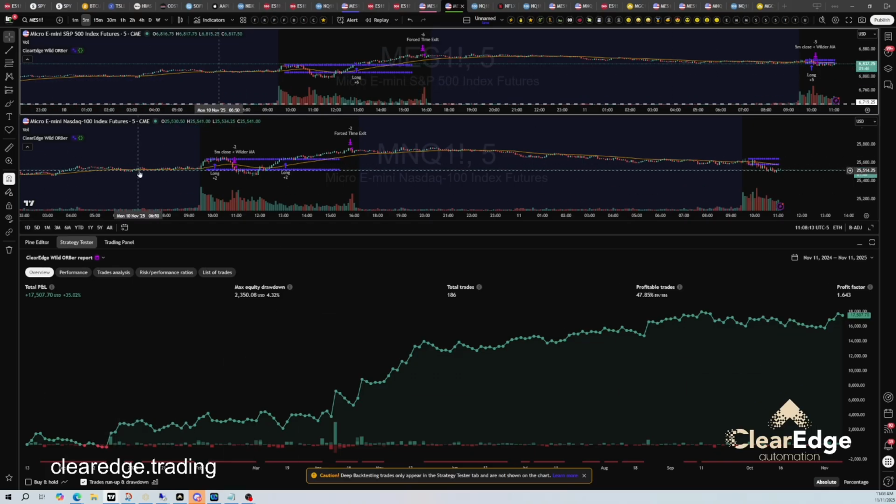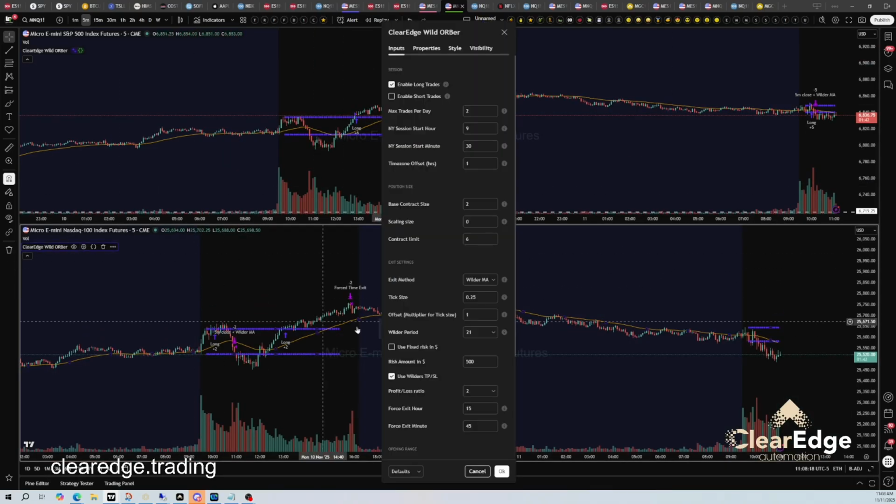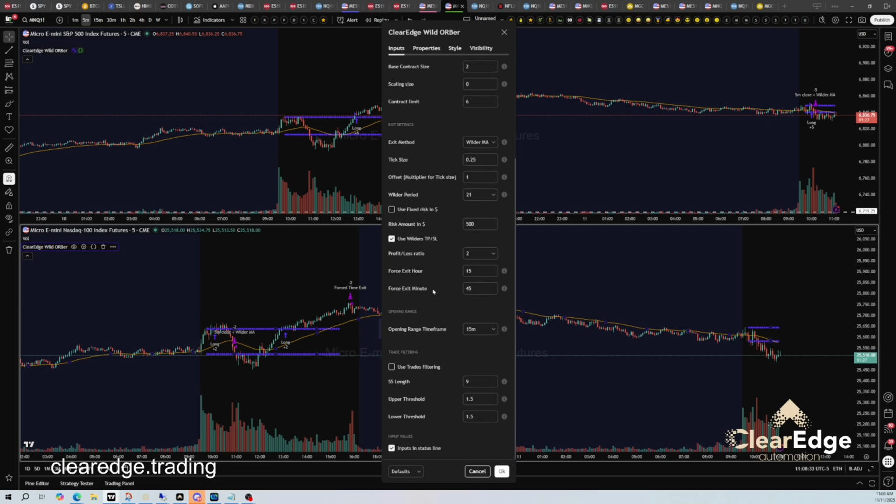Now if we jump into the MNQ. So I run this on 2 trades a day. I enabled long trades only. My base contract size is 2. The same exit method, Wilder's 21 day. I use a 2-to-1 risk, 15-minute opening range time frame, no trade filtering.